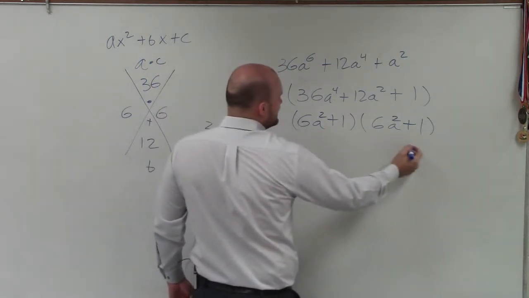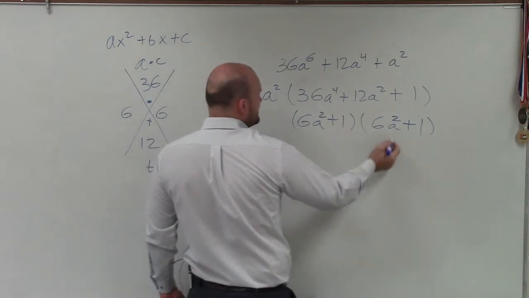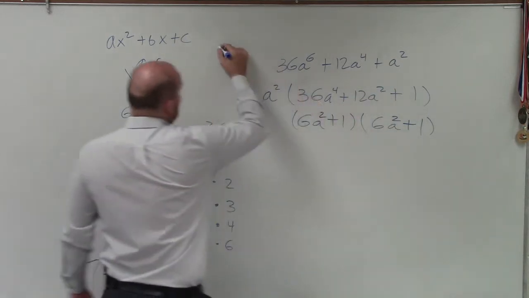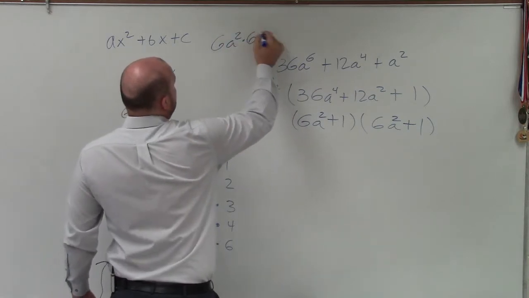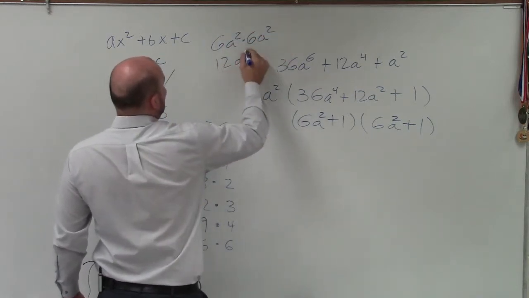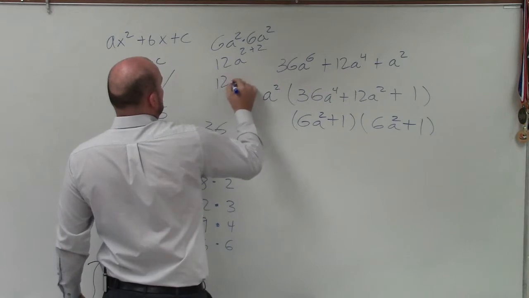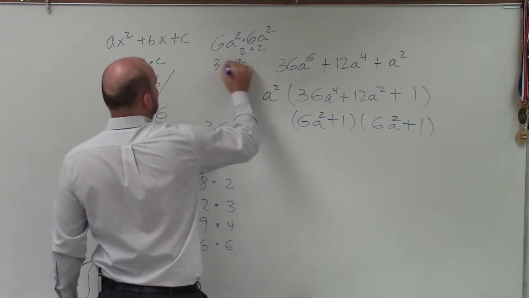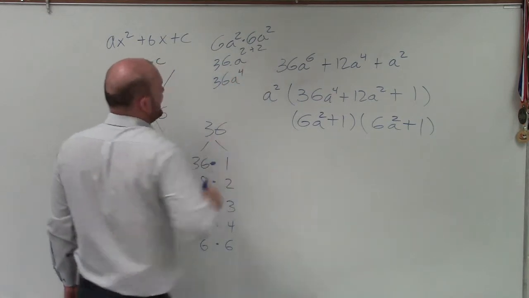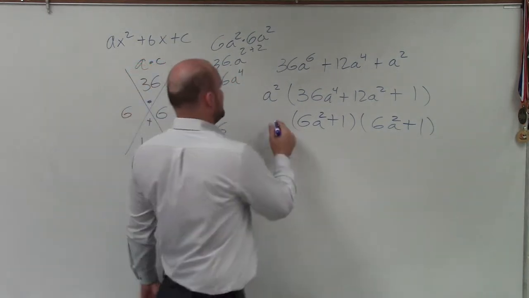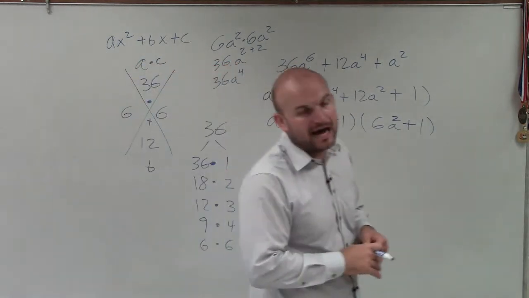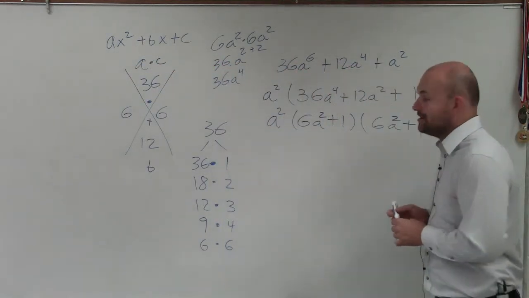Now, 6a squared times 1 plus 1 times 6a squared is 12a squared. 6a squared times 6a squared is 36a to the 2 plus 2. I'm sorry, that's 36a to the fourth. And then you have your a squared, which you bring down. So there you go, ladies and gentlemen. That is how you factor your trinomial. Thanks.